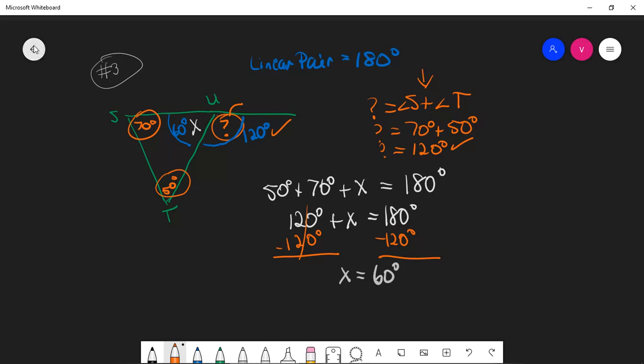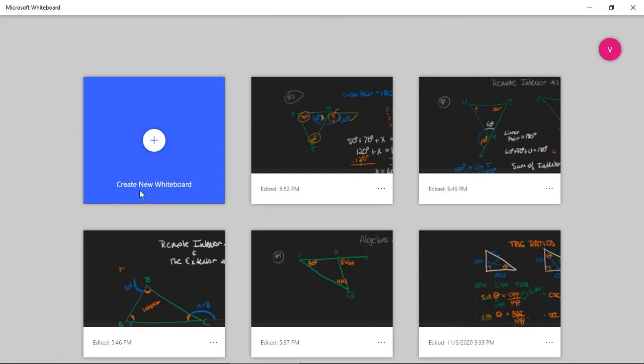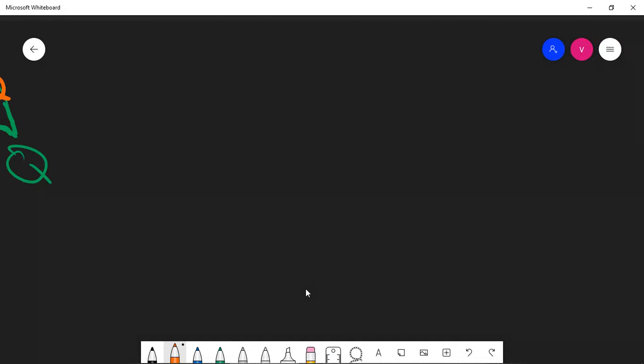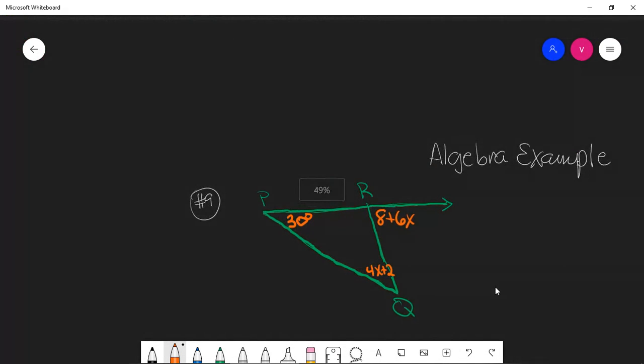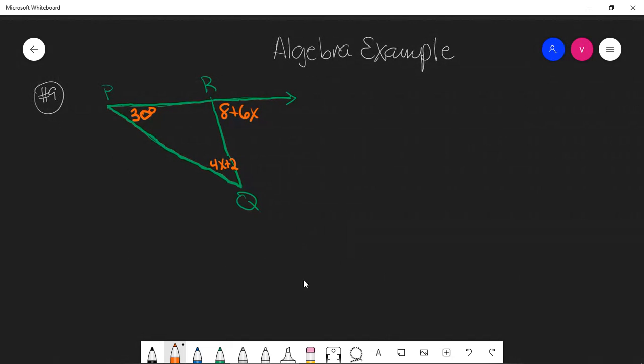So we're going to do one more example. This one has algebra in it. So let's do that together. Let me find it. Here it is. All right. Here's the algebra example.